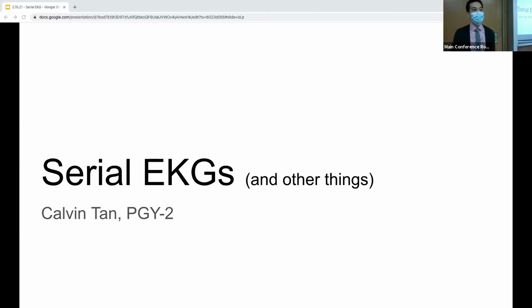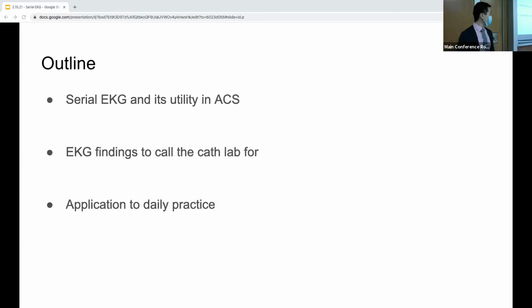Today's topic is going to be about serial EKGs and others. So go ahead and jump into it. Just an outline of what we're going to cover. A little bit off topic considering today is kind of endo day, but we're going to talk about the utility of serial EKGs in the setting of possible ACS in the emergency department.